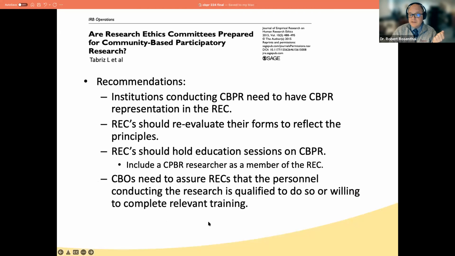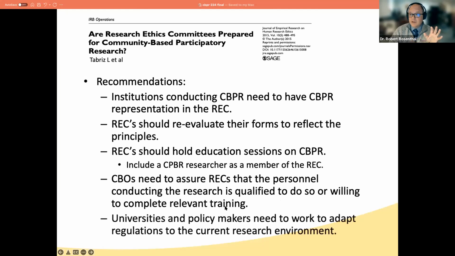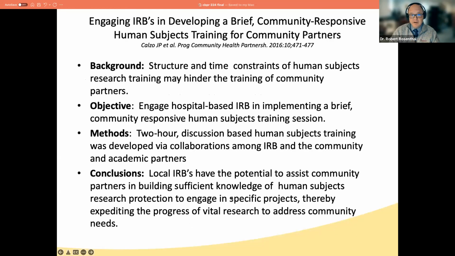Community-based organizations need to assure the IRBs that personnel conducting the research are qualified to do so or willing to complete relevant training. And one of the corollaries to this is we have to look at the training that is required of our community-based partners, because it's probably not reasonable to think they're all going to do CITI training. I think we all love CITI training, but I think we have to recognize that not everybody loves it as much as we do. And university policymakers need to work to adapt regulations to the current research environment.